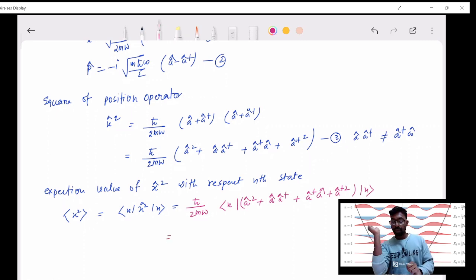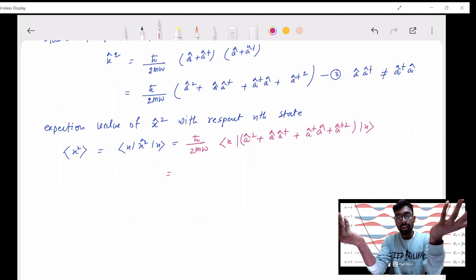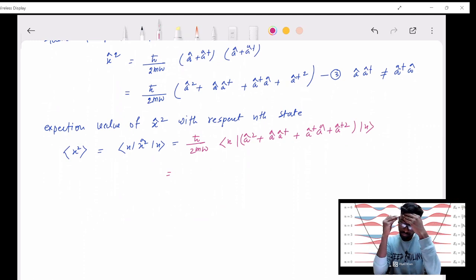Okay, just solve the mathematics. It's a very easy process, right? This is a very easy process. This is equal to ħ upon 2mω.